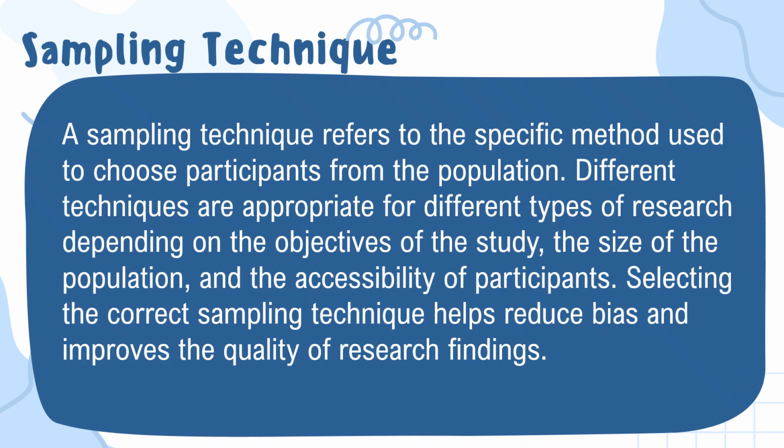So why do we have different techniques? Because different research situations require different approaches. For example, maybe you have a complete list of your population. Maybe you need to make sure that different groups are represented. Maybe the participants are difficult to locate. So you cannot simply choose a sampling technique because you like the name. You have to ask, does this technique fit my research situation?